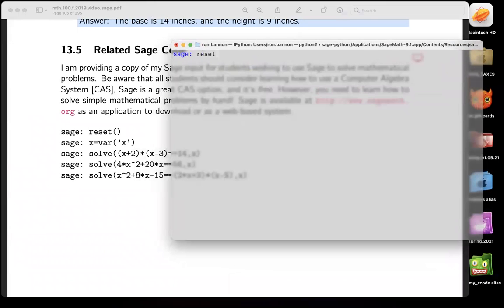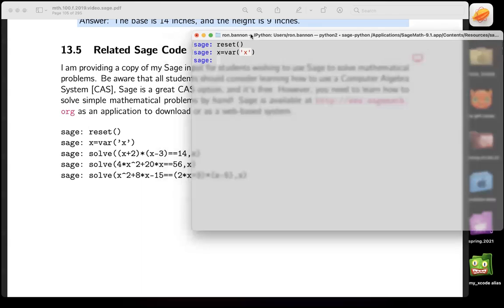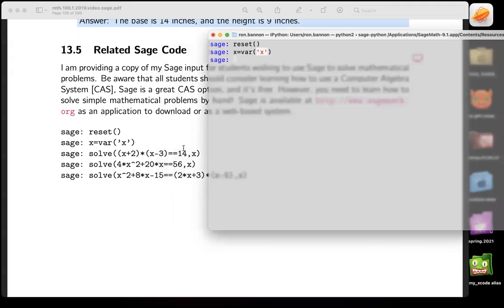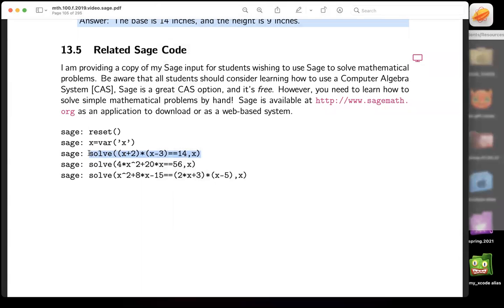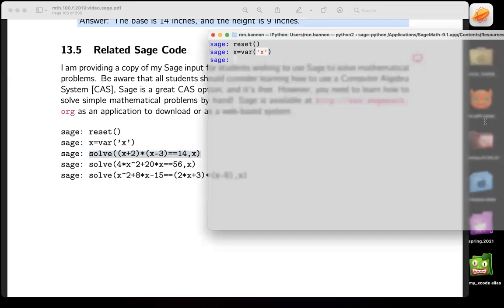Reset. Return, not shift return. x is a variable. And you've seen me do this a dozen times at least. And I'm going to solve. And someone says, oh, you're tired, could you just copy paste? Yeah, I'll do it. And I'll just talk through this as well when I'm doing a copy paste.